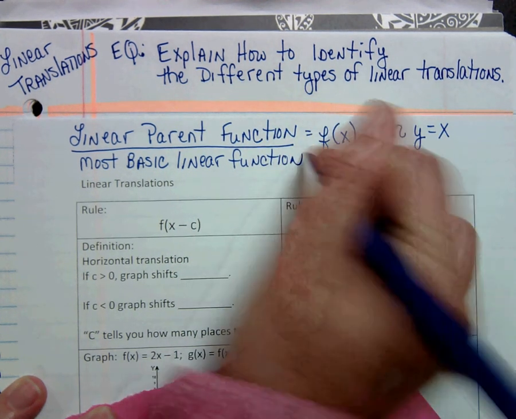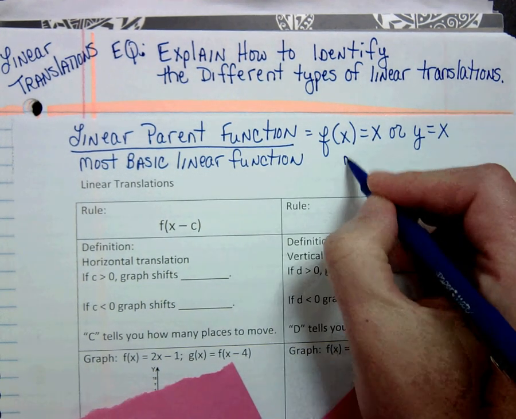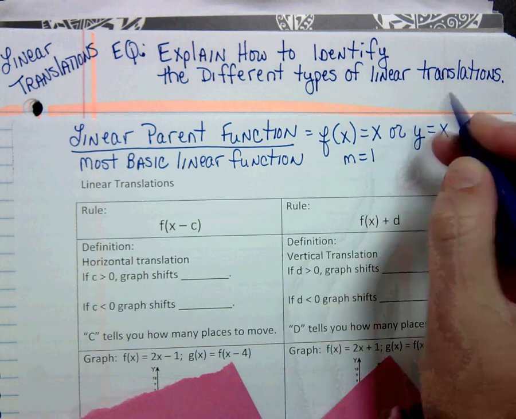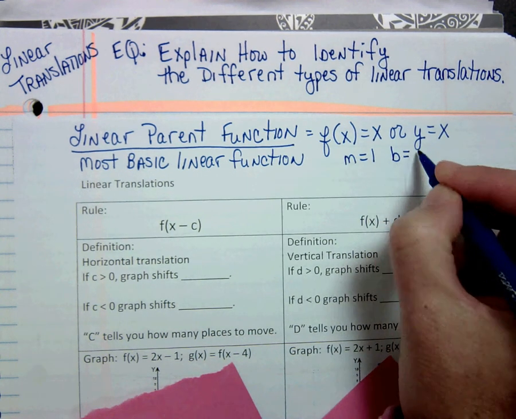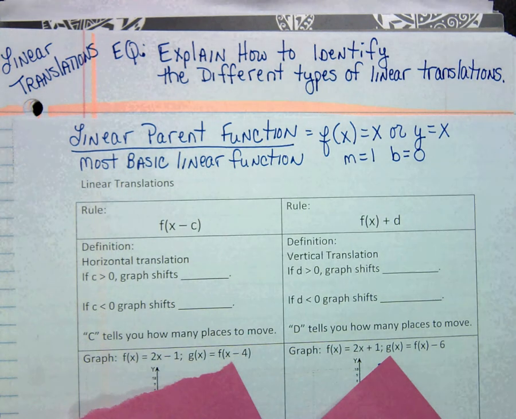Okay? If we were to look at those equations, we would identify its slope as being 1 and its y-intercept as being 0. So that's really important. You need to know that.